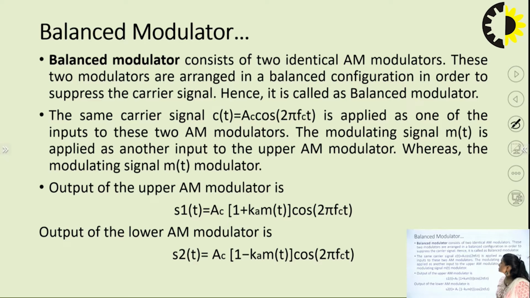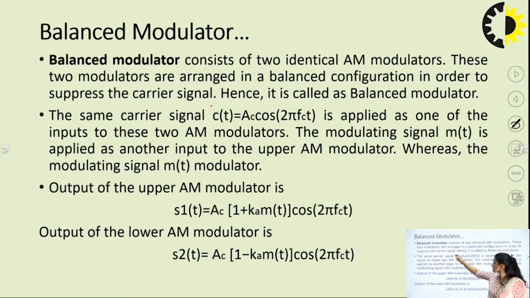Balanced modulator consists of two identical AM modulators. These two modulators are arranged in balanced configuration. Why is this called balanced modulator? Because this is arranged in balanced configuration in order to suppress the carrier signal. Hence, it is called a balanced modulator. True, as the name suggests.